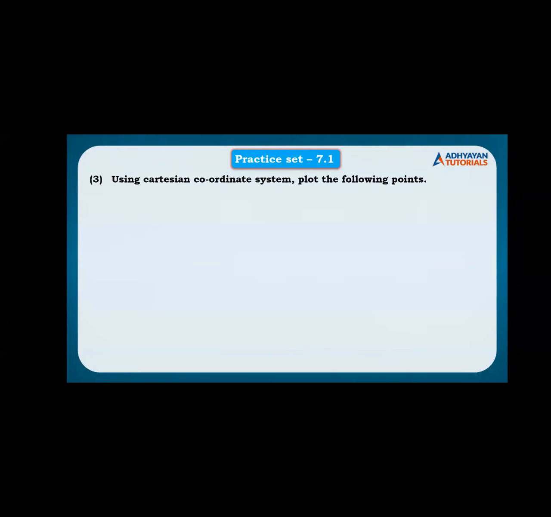Question number 3. Now, this is a sum where we need to plot certain points. And I hope you kids must be having a graph book or a page around you. Assuming a few kids might not have that graph book available right now because it wasn't announced, I'll tell you what we can do.